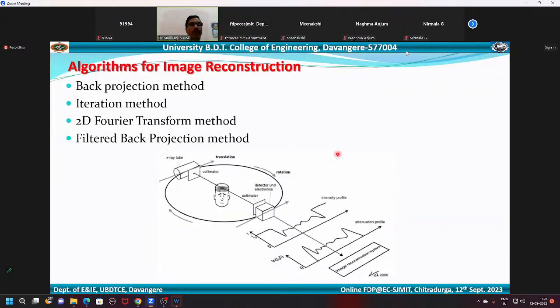There are different algorithms for image reconstruction. One is the back projection method, then the iteration method, the 2D Fourier transform method, and filtered back projection. These are the 4 popular techniques. I'll not go into detail, as it takes a lot of time.